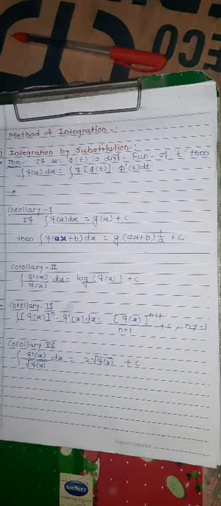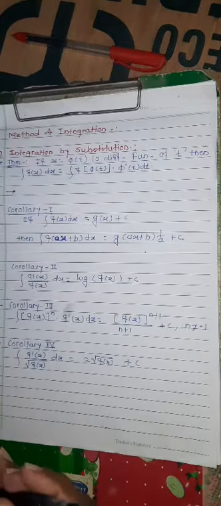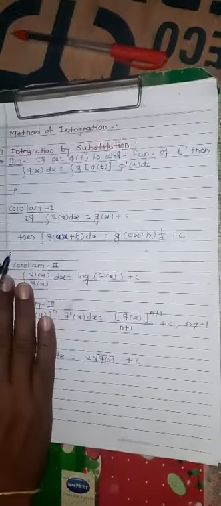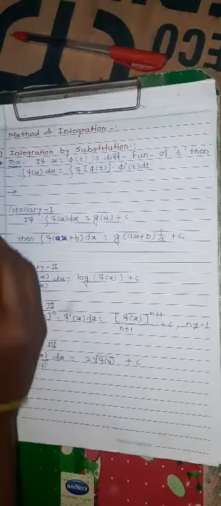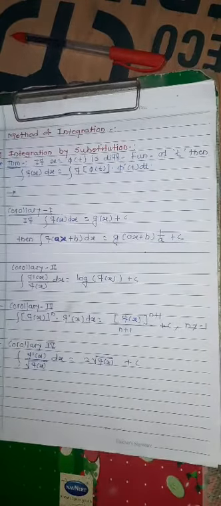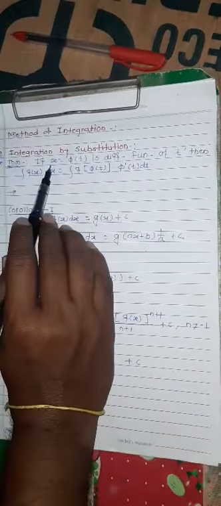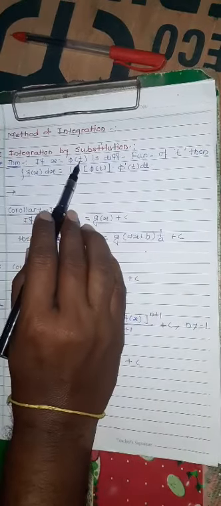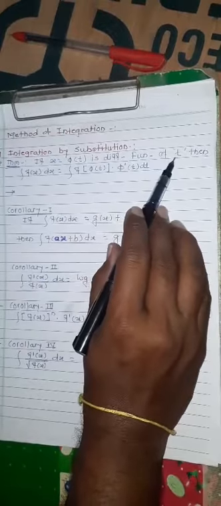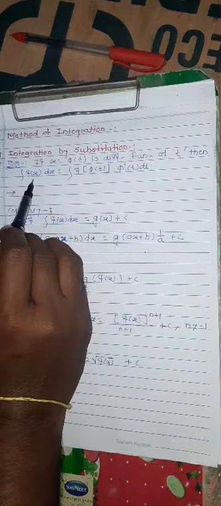Now see, we are discussing the methods of integration. The first method is integration by substitution. The theorem for it: if x is equal to phi of t is a differentiable function of t, then how is the integration given out?